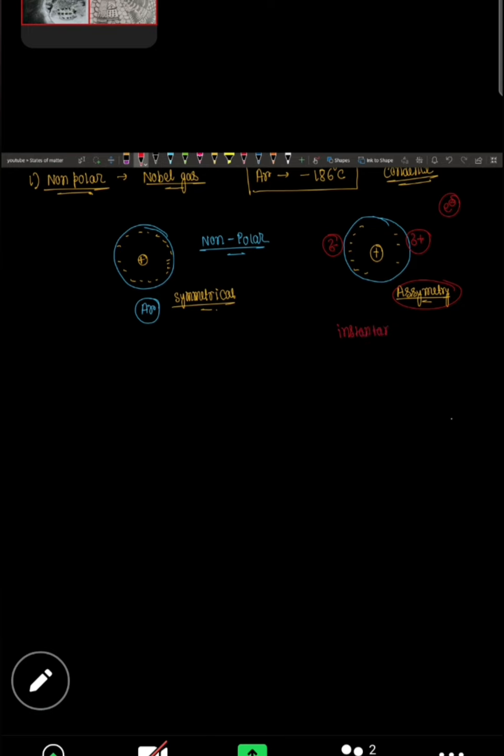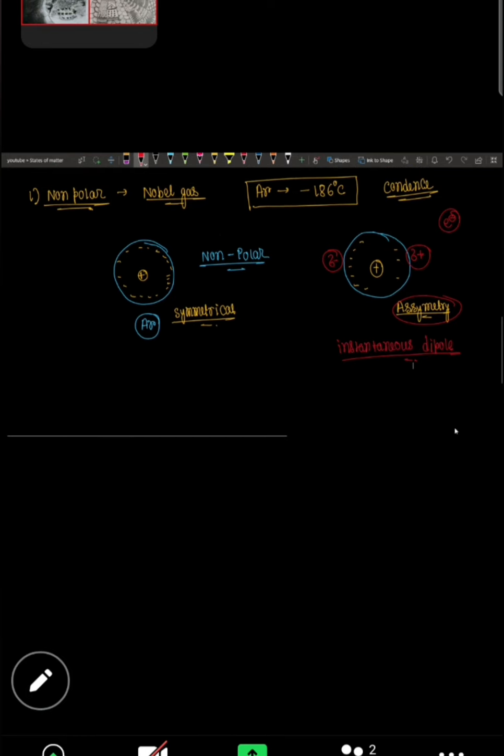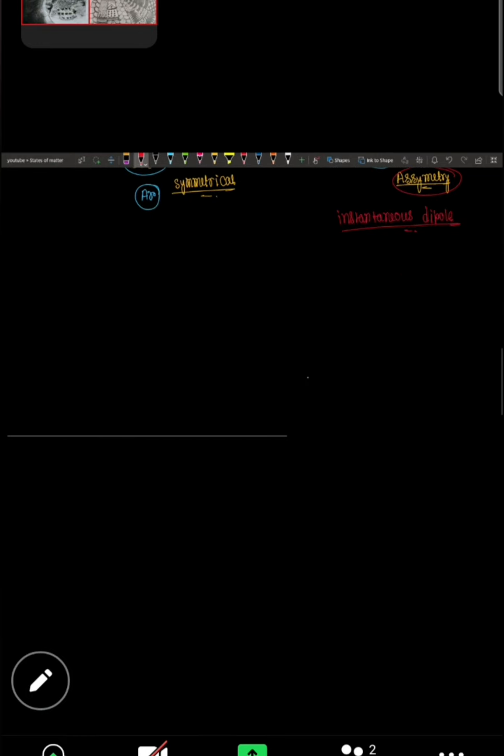Instantaneous dipole. There's a generation of instantaneous dipole. Now, when we talk about two argon molecules just beside each other, and one is having this instantaneous dipole generated, why is that instantaneous dipole getting generated?